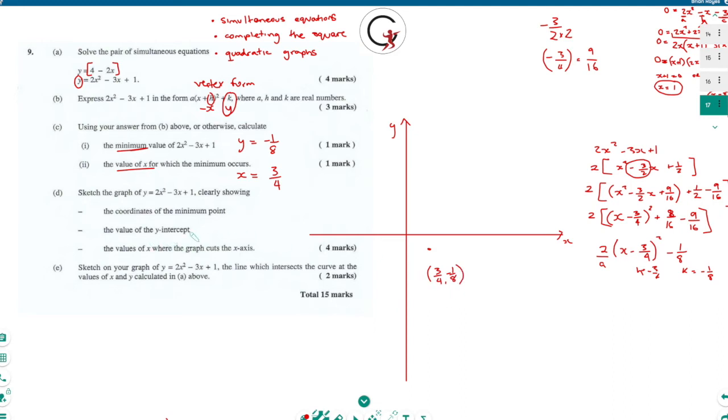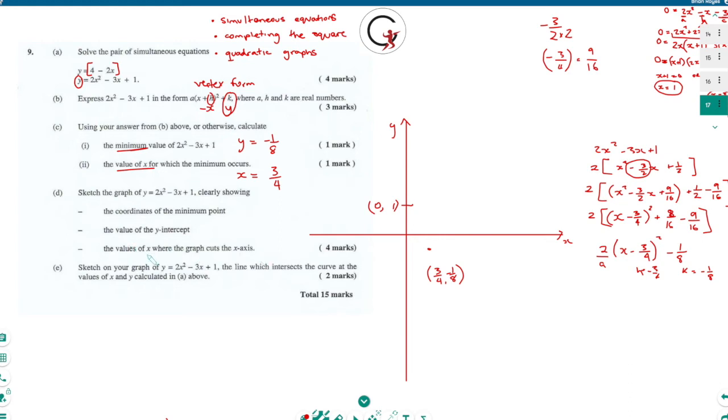The y-intercept is just a number that's by itself in the standard form of the equation that doesn't have an x on it. In this case, plus 1. So let's say this right here, plus 1, is our y-intercept. So that's 0, 1. Alright, and the values of x where the graph cuts the x-axis.